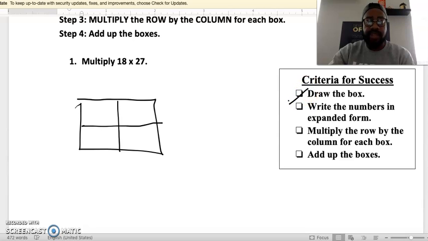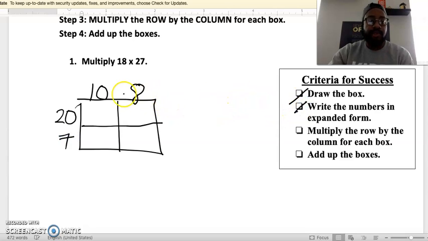Step 2 says write the numbers in expanded form. Well, 18 is 1 ten, which is worth 10, and 8 ones, which is worth 8. 27 is 2 tens, which is worth 20, and 7 ones, which is worth 7. Cool. Did that? Cross it out.